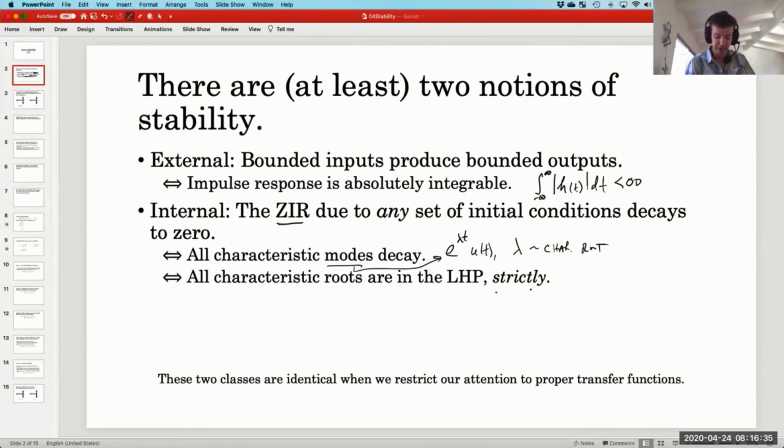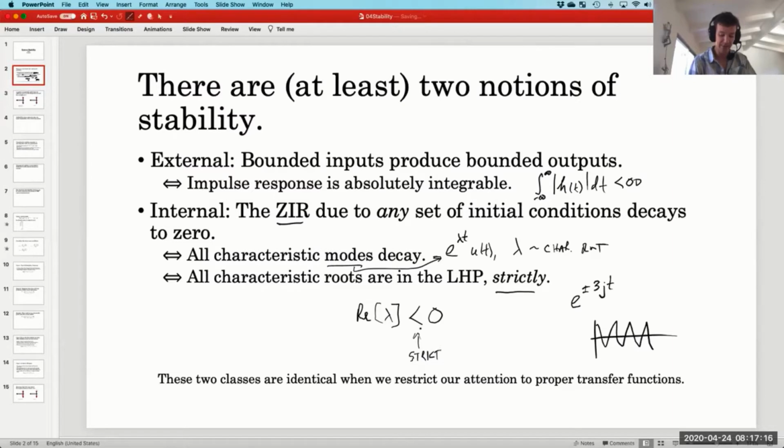And then strictly is kind of important here, right? Because if you have modes like e to the plus or minus, I don't know, 3jt, then you're going to have a ZIR component that oscillates forever. This doesn't blow up, but it also doesn't decay. So it sits right on the edge between good behavior and bad behavior. So when I say strictly in the left half plane, I mean that the real part of all of the lambdas has to be strictly negative. This is a strict inequality because it lacks that equal sign, or the bar down here.